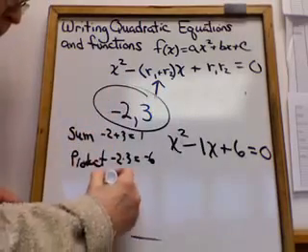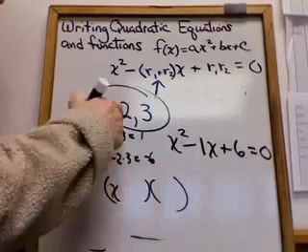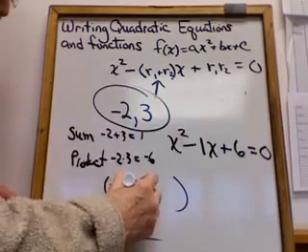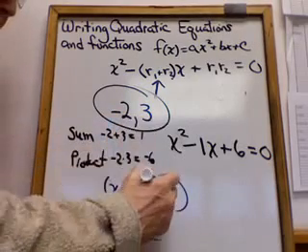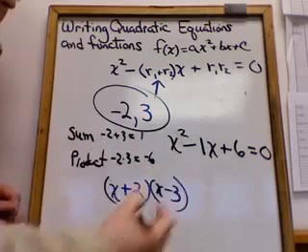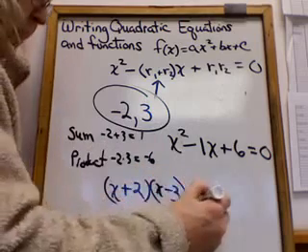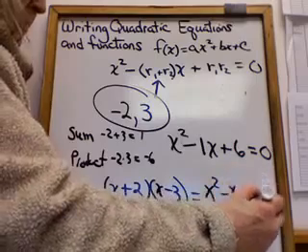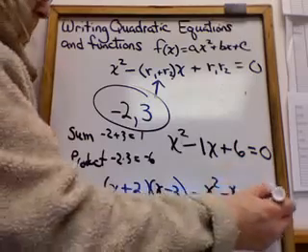What's the other way I could come up with that equation? What would be the parentheses that I start with as the next step? If I had negative 2 as an answer, this would have been x plus 2. What would this one have been? X minus 3. And then I multiply that out. I get x squared minus x plus 6 equals 0.